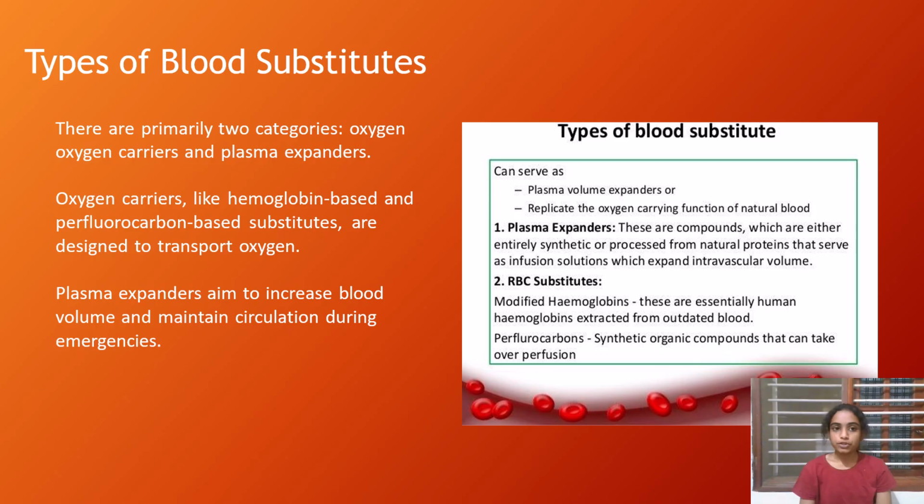Types of blood substitute. There are primarily two categories: oxygen carriers and plasma expanders. Oxygen carriers like hemoglobin based and perfluorocarbon based substitutes are designed to transport oxygen. Plasma expanders aim to increase blood volume and maintain circulation during emergencies.